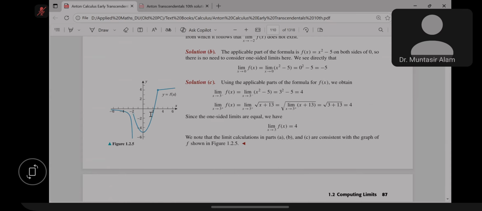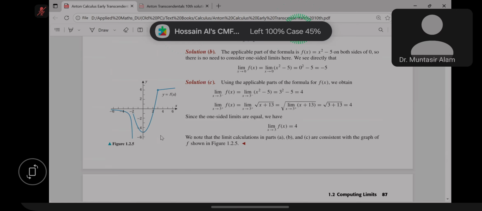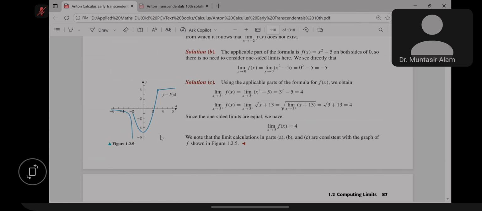But in the second part, if we find out the limit of the function as x approaches 0, what should be the limiting value from the graph if we move to 0 from both directions? -5. So in both directions, it is giving you the same limiting value. That means the limit does exist as x approaches 0.